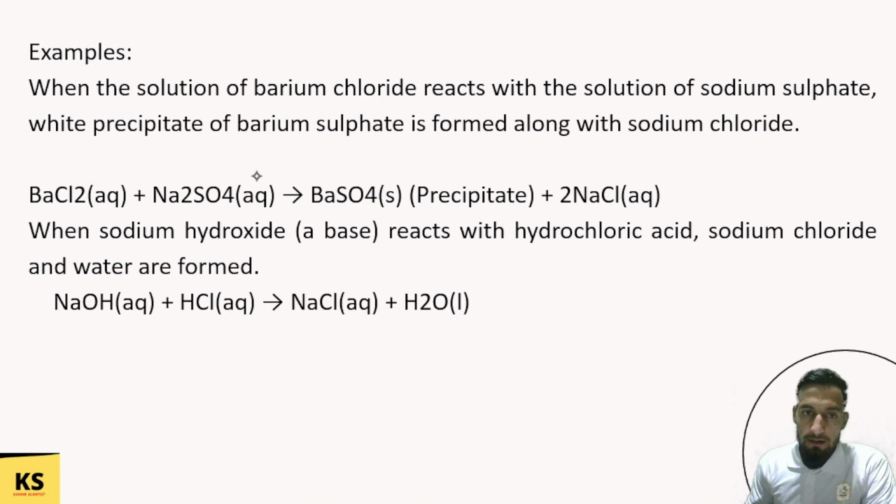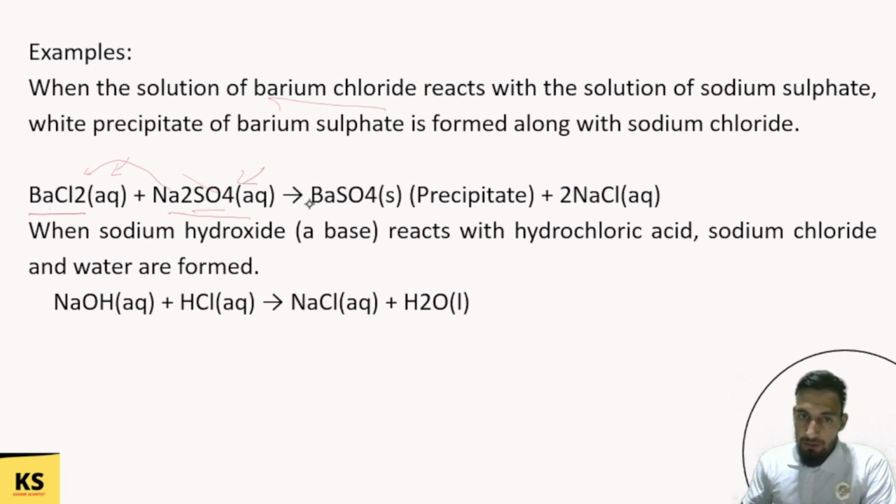For example, when solutions of barium chloride, BaCl2, and sodium sulfate, these two aqueous solutions, are mixed with each other, there is ion exchange between barium and sodium. They exchange the ions. Barium takes the sulfate ion and sodium takes the chloride.